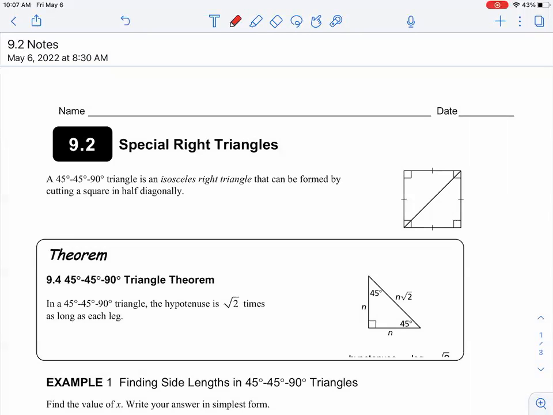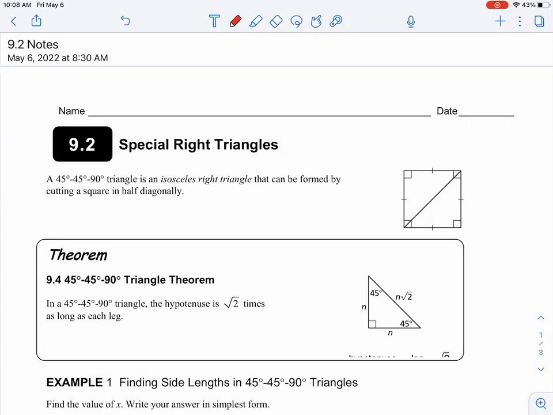So 9.2 talks about special right triangles. Now, some of you guys are going to love this because the whole idea is that we want to take shortcuts. We want things to be very quick. We want to find the answer without doing much work. You don't hear math teachers saying that very often, right? The idea is we do not want to have to show work.